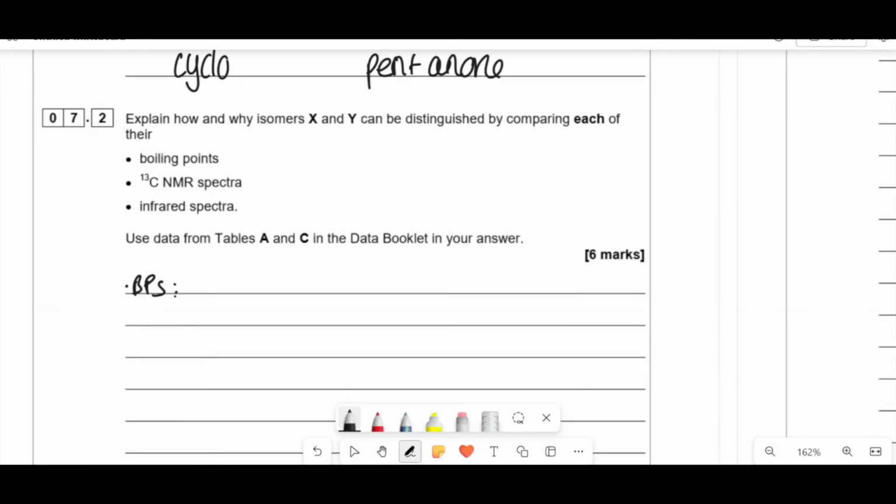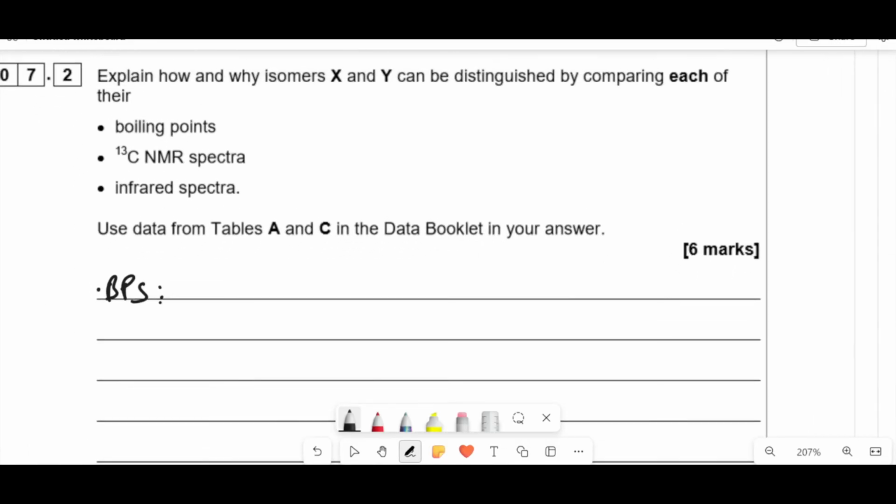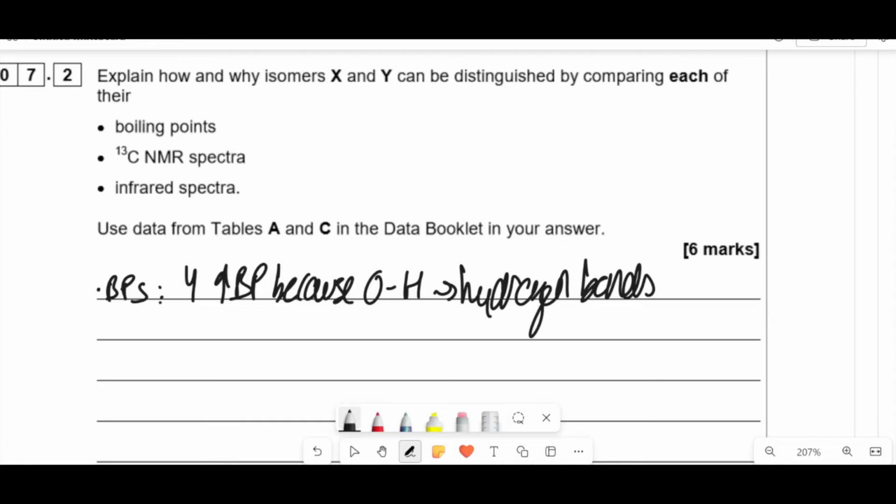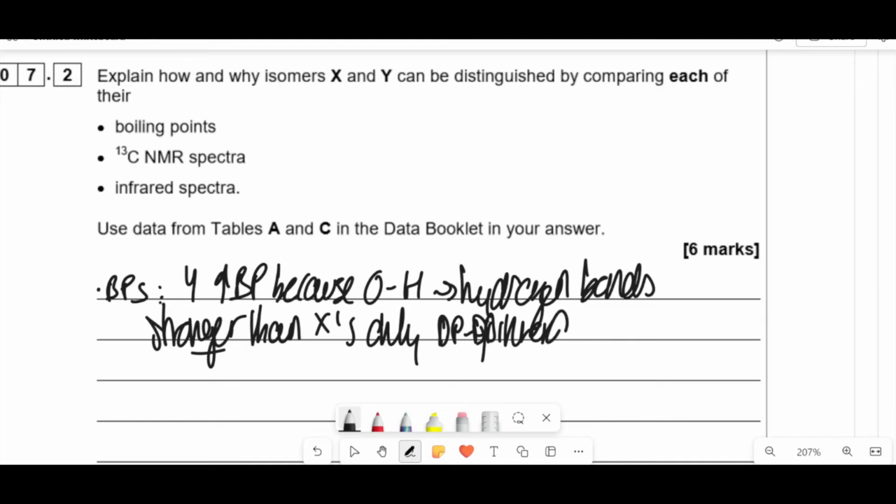So then, number one is that Y has a higher boiling point because O bonded to H forms hydrogen bonds, and they're stronger than what's in X. You need to make comparative statements. It's stronger than X because X only has dipole-dipole interactions. Obviously, you write the whole thing; I'm just doing it for the sake of time. And that means you're going to need more energy to overcome hydrogen bonds when boiling.